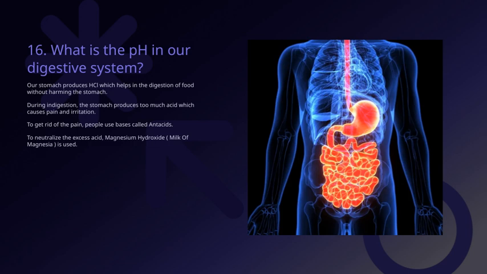So a key question is, what is the pH in our digestive system? Well, the stomach's pH is usually quite acidic, around 1.5 to 3, perfect for digestion, but needing regulation to prevent discomfort. Understanding this balance helps us appreciate how our body maintains a healthy environment for digestion, and why we sometimes need remedies when things go off course.